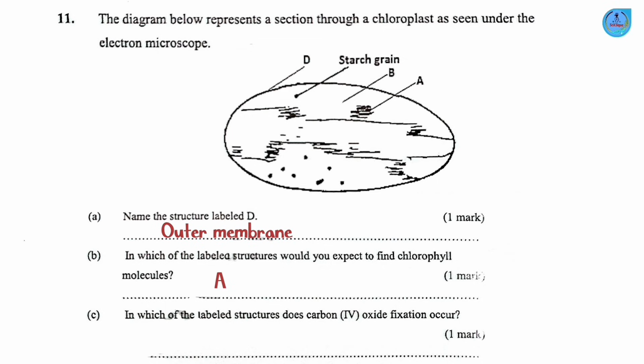Part C. In which of the labeled structures does carbon dioxide fixation occur? So carbon dioxide fixation occurs in B. Specifically, it occurs in the stroma. Now, if you were to write the name itself, you would be penalized, okay? So when you go through such questions, please always pay very close attention to what the question requires of you.